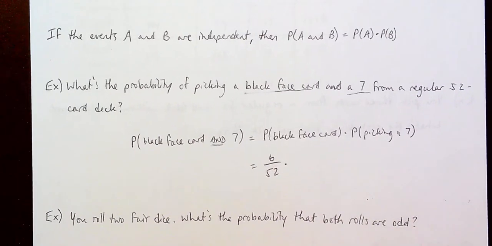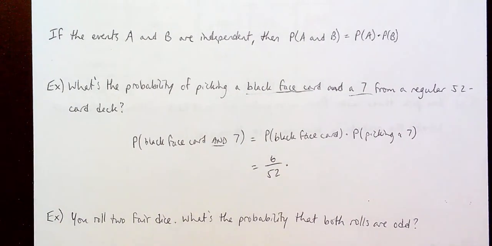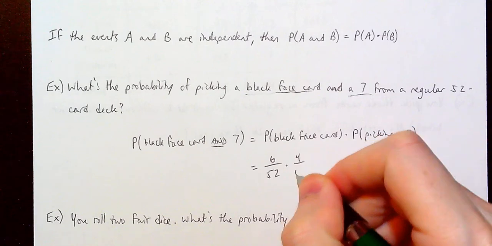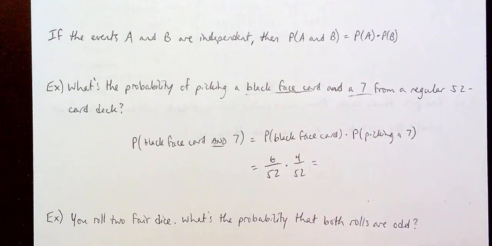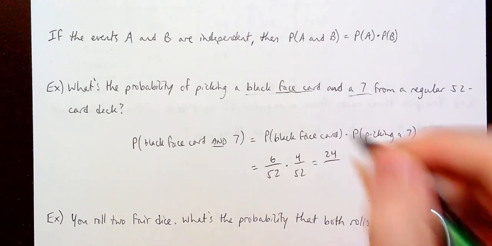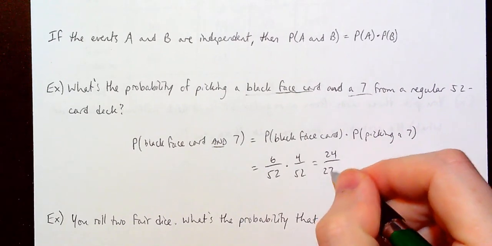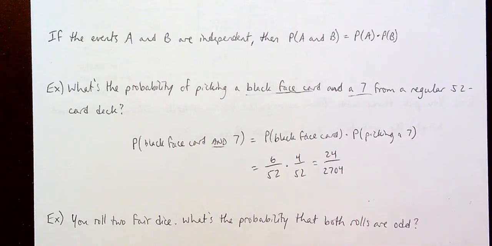And what's the probability of picking a 7? Well, there are 4 7s in a deck of 52 playing cards. So we do 6 over 52 times 4 over 52. And we know that when we take products of fractions, we simply multiply the tops and we multiply the bottoms. If you do 52 times 52, you get 2,704.